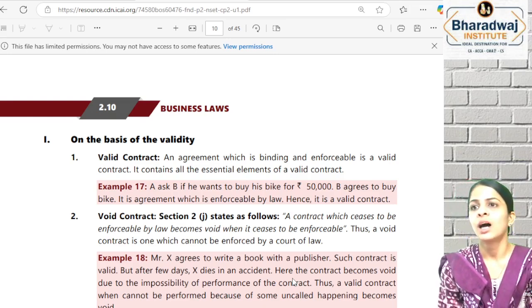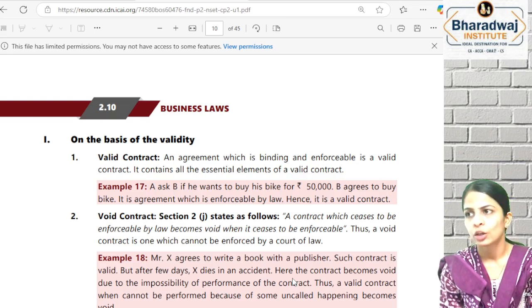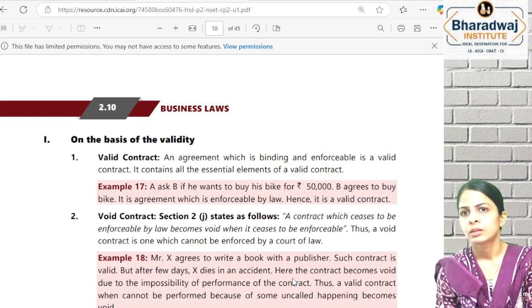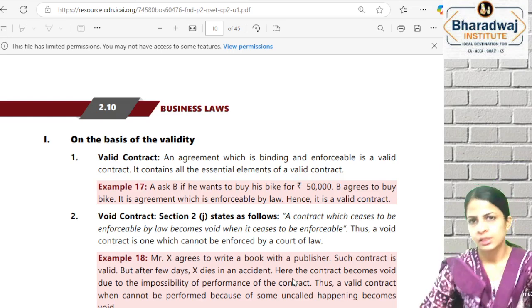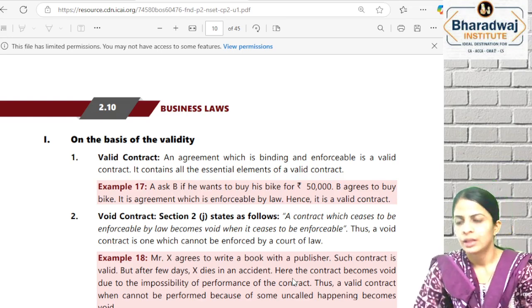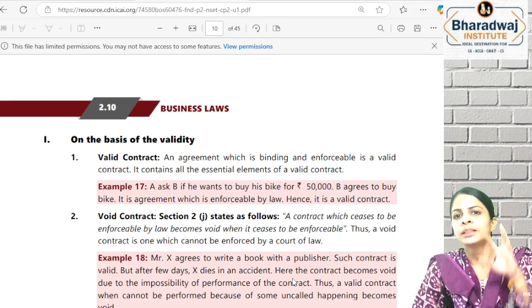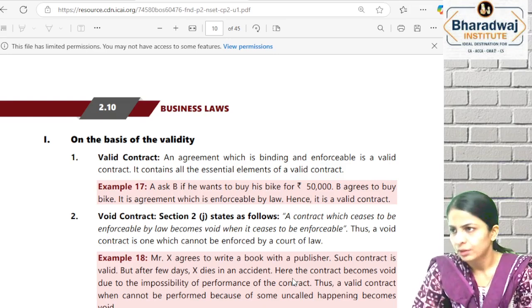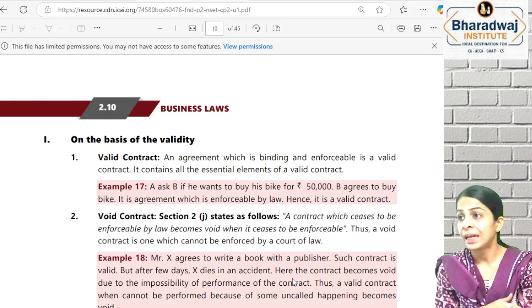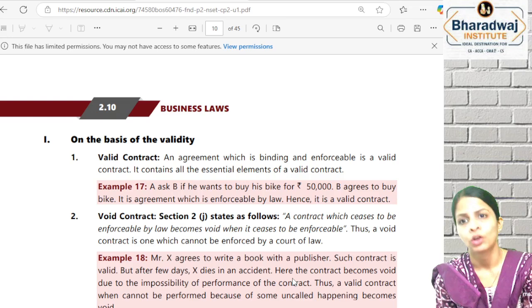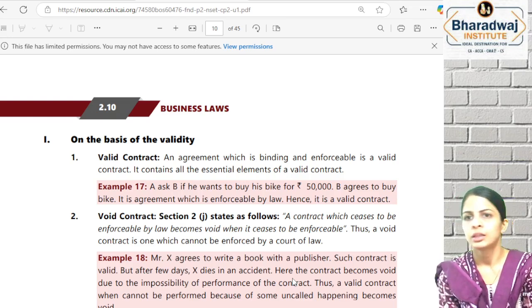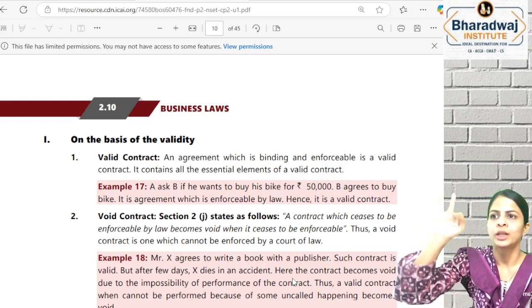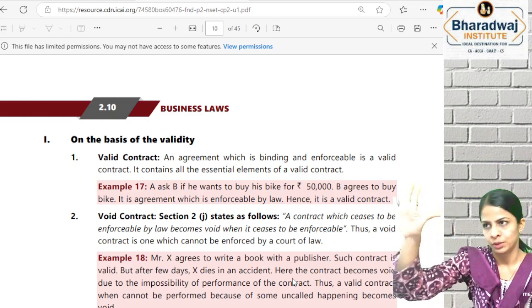Last one, fifth one, is unenforceable contract. What do you mean by unenforceable contract? All the terms and conditions are valid, except that there is some problem in technicalities. For example, the name of the parties may not be right, or the location or the place or the age, some information given might be wrong. That is called unenforceable contract. Clear? All the five on the basis of validity: valid, void, voidable, illegal, unenforceable.